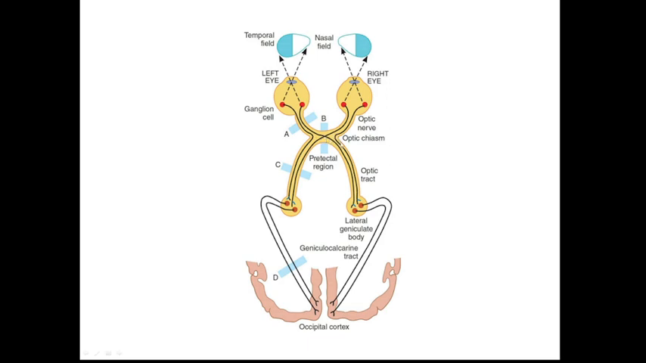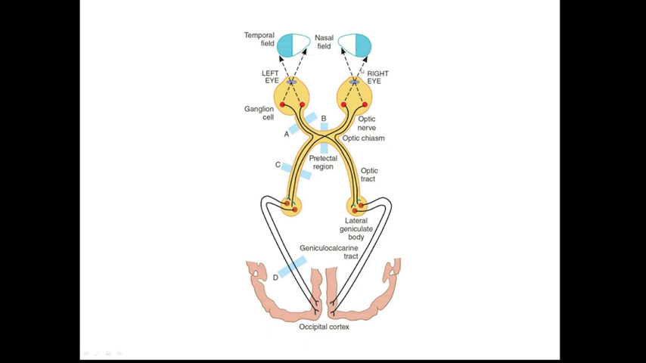a partial crossing over of the nerve fibers occurs. You can see here, these are the nerve fibers coming out from the temporal part of the retina, and these are the nerve fibers carrying the information from the nasal part of the retina. Very interestingly, the nasal part of the retina is responsible for collecting information from the temporal part of the visual field. This is the visual field of the right eye. This is the visual field of the left eye.